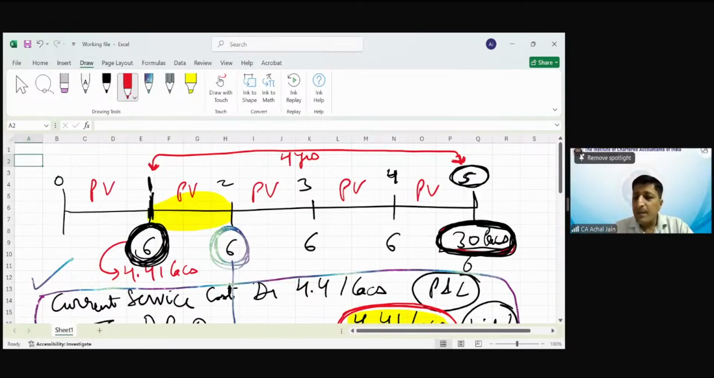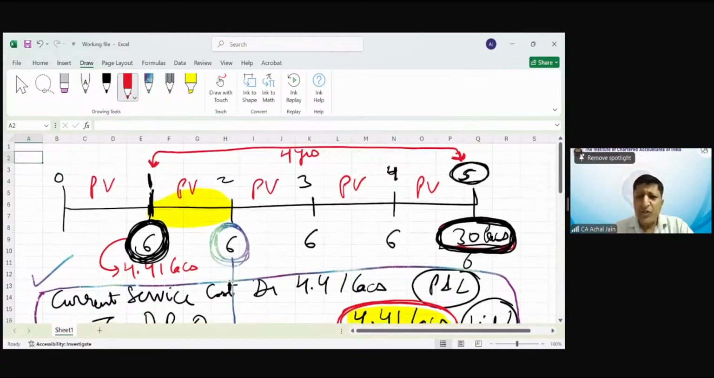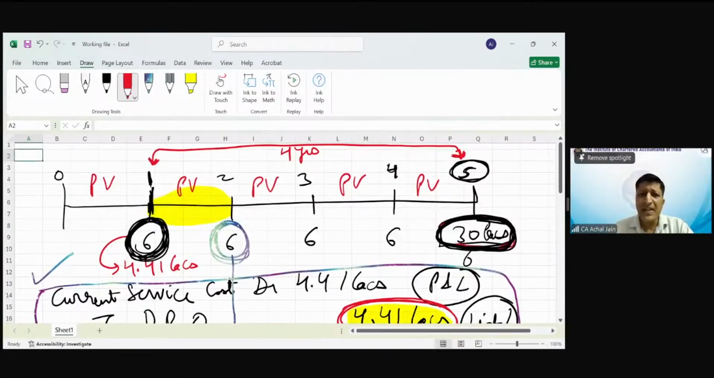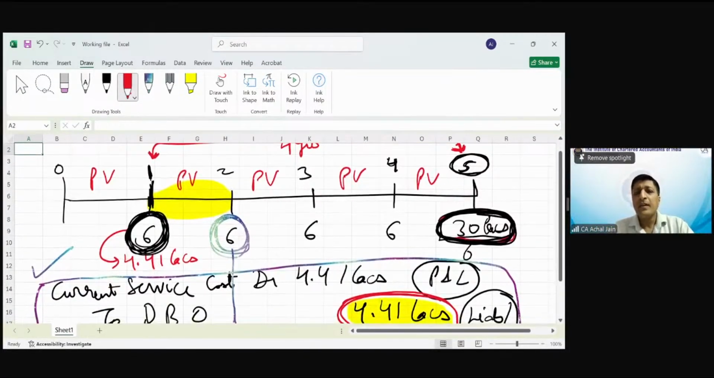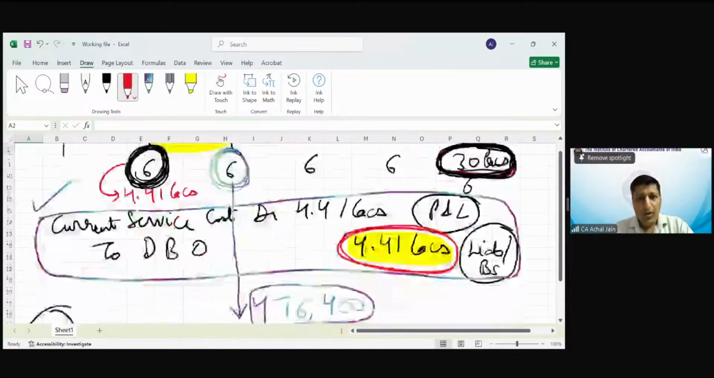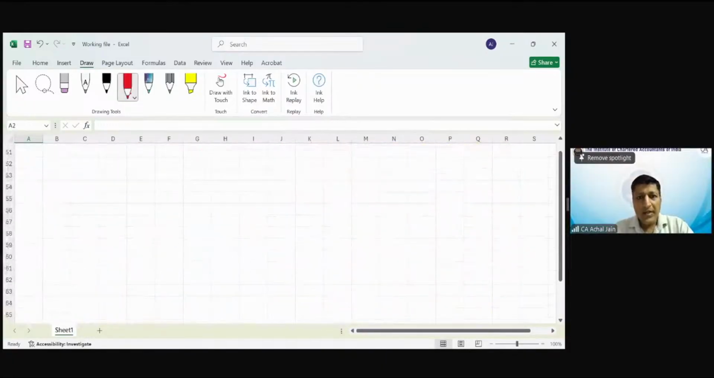Rohan, clear on this? Yes, sir. Any questions? If you still have any, please ask me if you are not clear. Sir, when will that 6 lakh come, in which year? Okay, so let's understand.